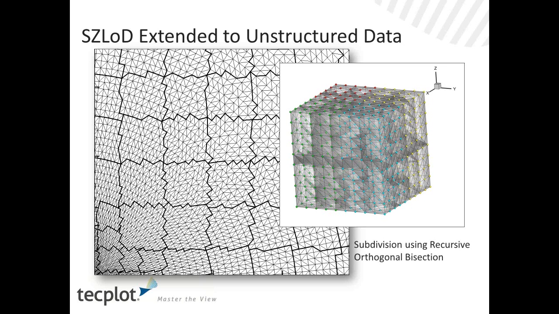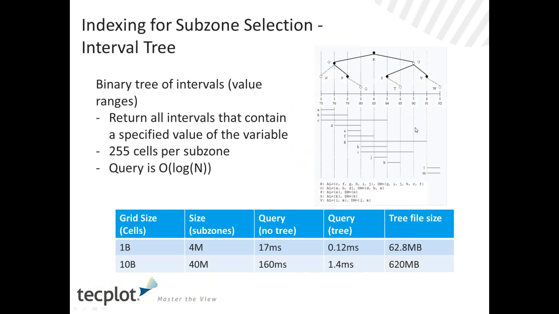In their case, they're trying to send the pieces off to the nodes of the supercomputer. In our case, we're breaking them up so that we can read them selectively, but it uses very similar algorithms. So we're using a recursive orthogonal bisection method? Yes, at this point. It could be another algorithm, but that's a fairly simple one.